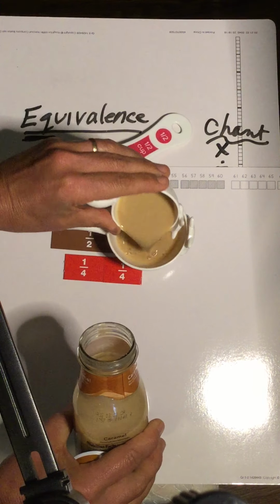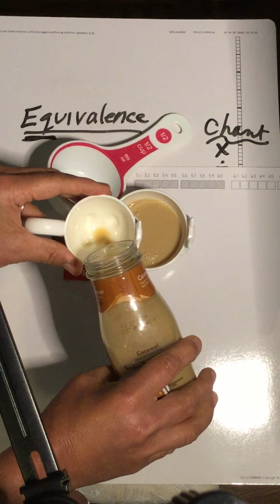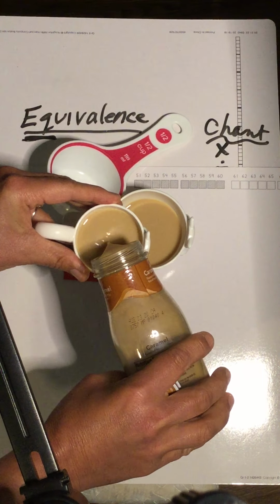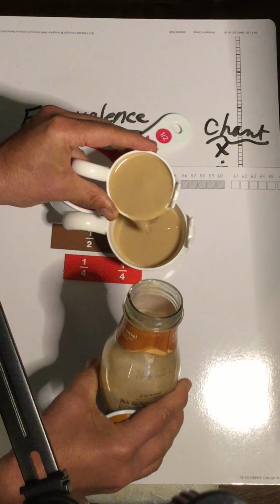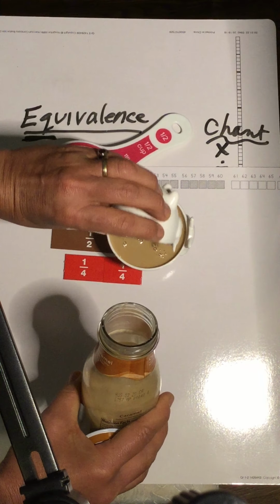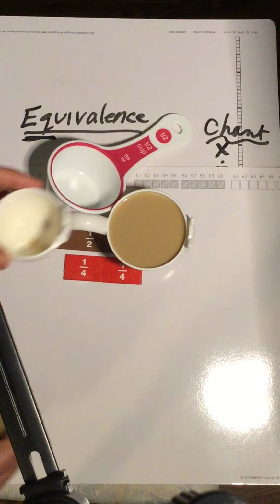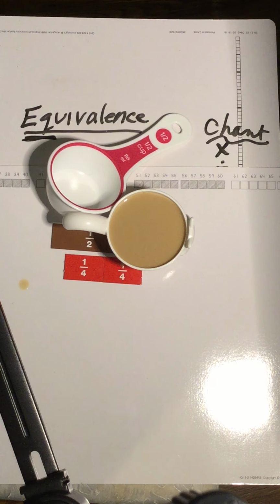1, and 2, and guess what? It worked out again. I dropped a little bit, but I'm going to drink that later for a snack. So using your measurement cups in your kitchen are another way to check.